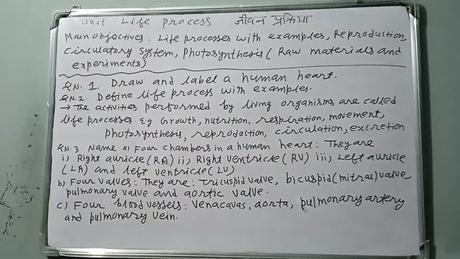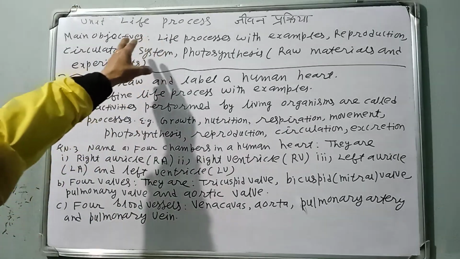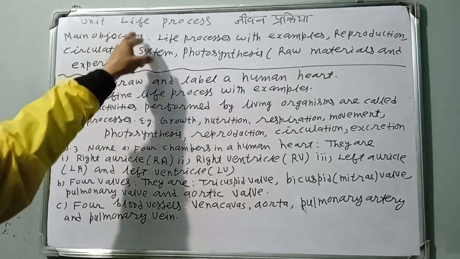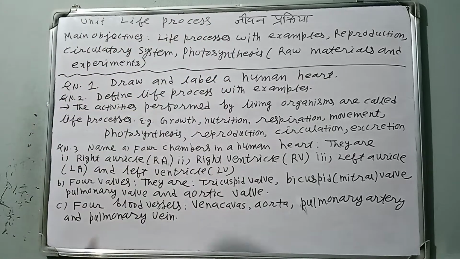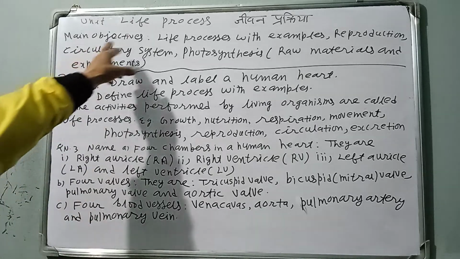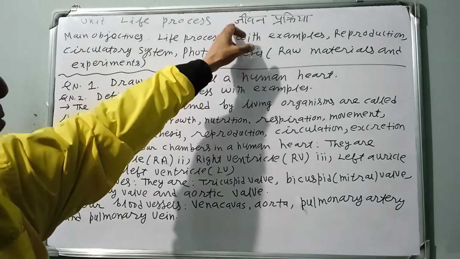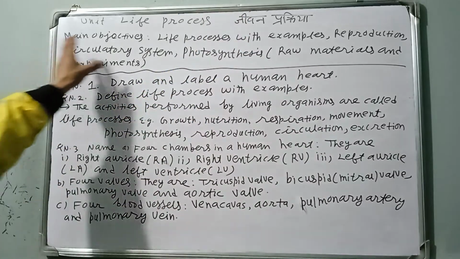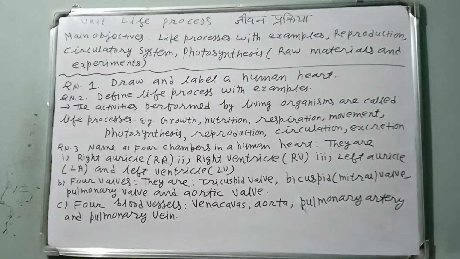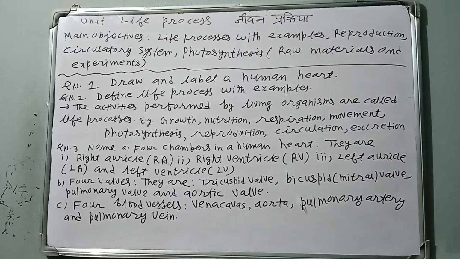Biology. Today I am going to give some introduction to Unit 18, life process. This chapter is in class 6, 7, 8, 9 as well. Life process, Nepali equivalent, Jivan Prakriya. Main objectives. What are the main objectives to study life process?